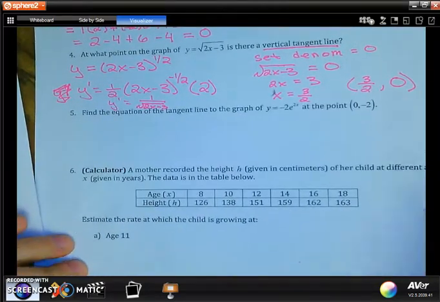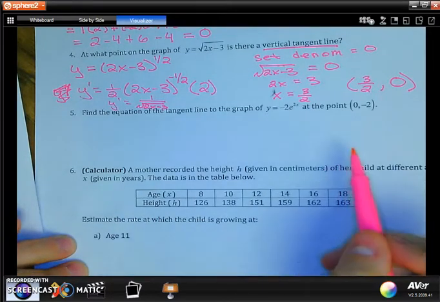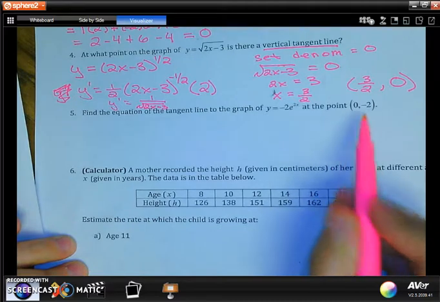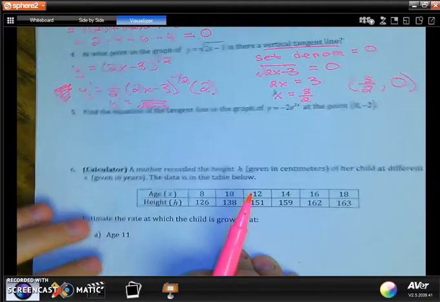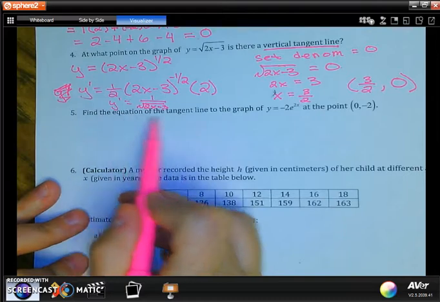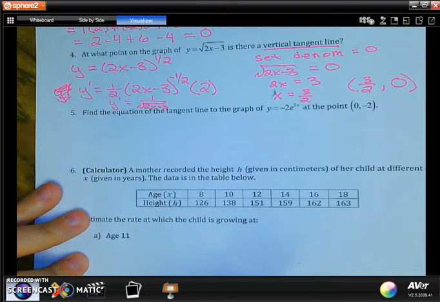So 5, find the equation of the tangent line to this graph at the point. Oh, this is nice because they gave us the x value and the y value of the point. And when you see equation of the tangent line, you should be thinking: take a derivative, then use the point slope formula. So I'm going to take the derivative and then use the point slope formula.